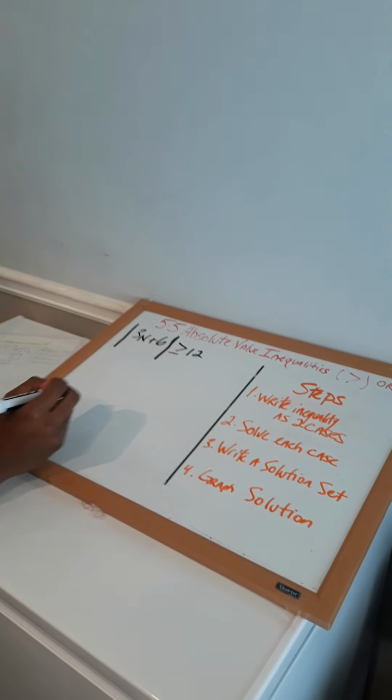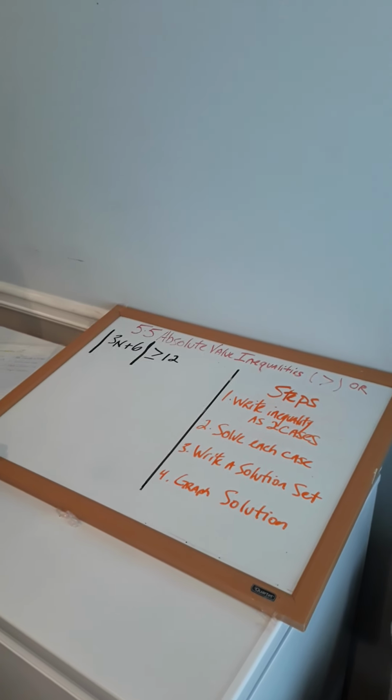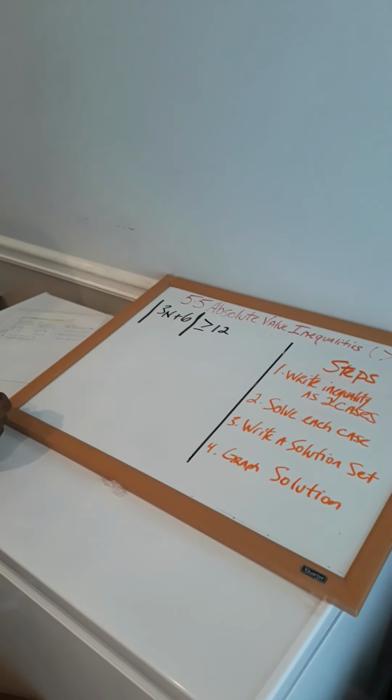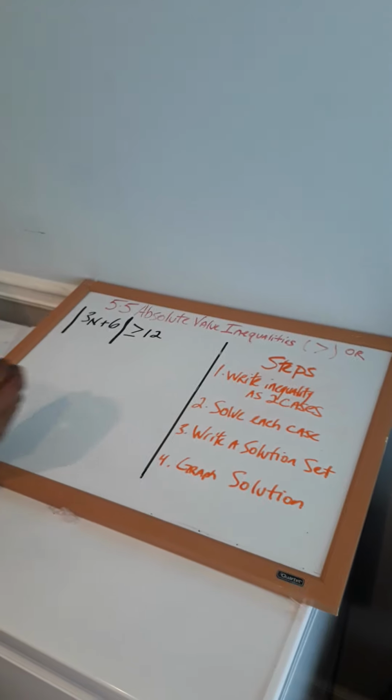Hello, I'll be showing you guys how to do 5.5 absolute value inequalities using the OR statement. So I will be running through the steps.